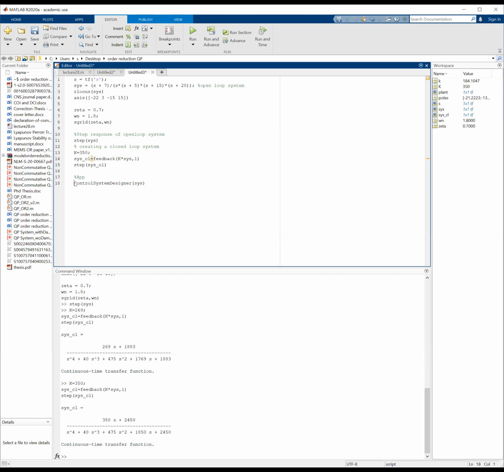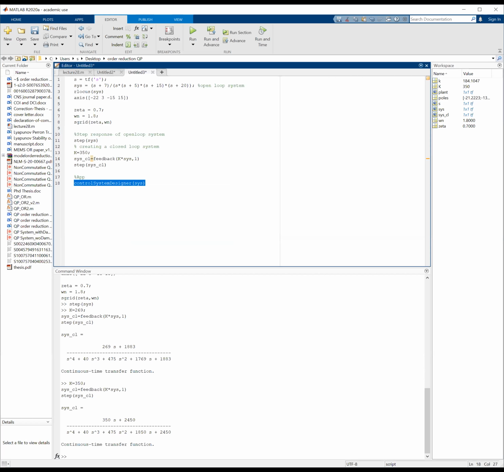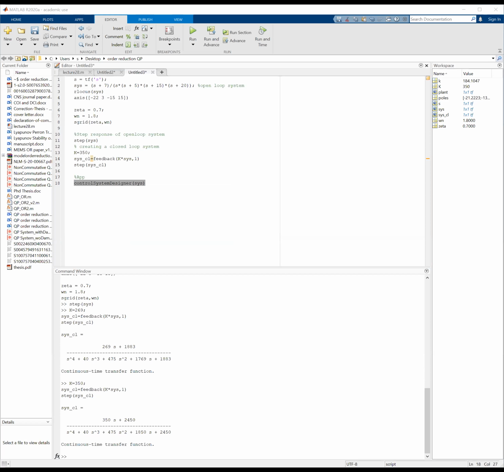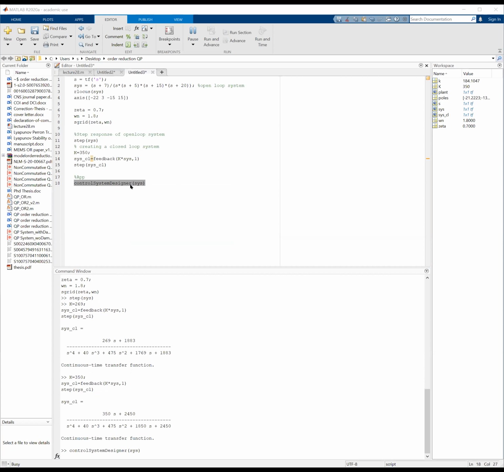Control system, so this is small, C is small. So copy, paste, and evaluate selection. And once the MATLAB runs, something interesting is going to happen, and I will show it to you in just a second.